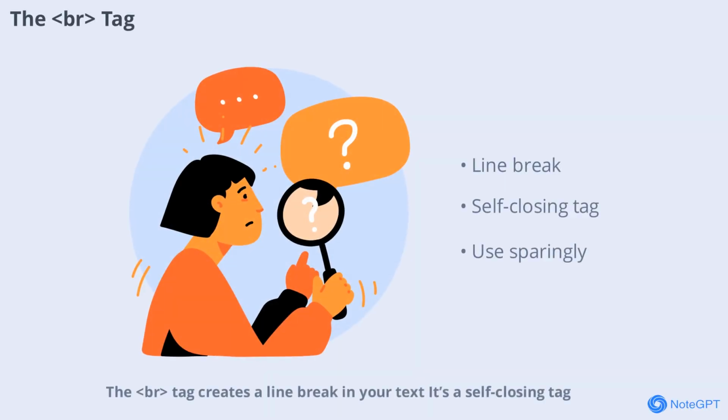The br tag creates a line break in your text. It's a self-closing tag, so you don't need a closing tag. Use br sparingly to break lines within paragraphs or addresses, but avoid using it for layout purposes.